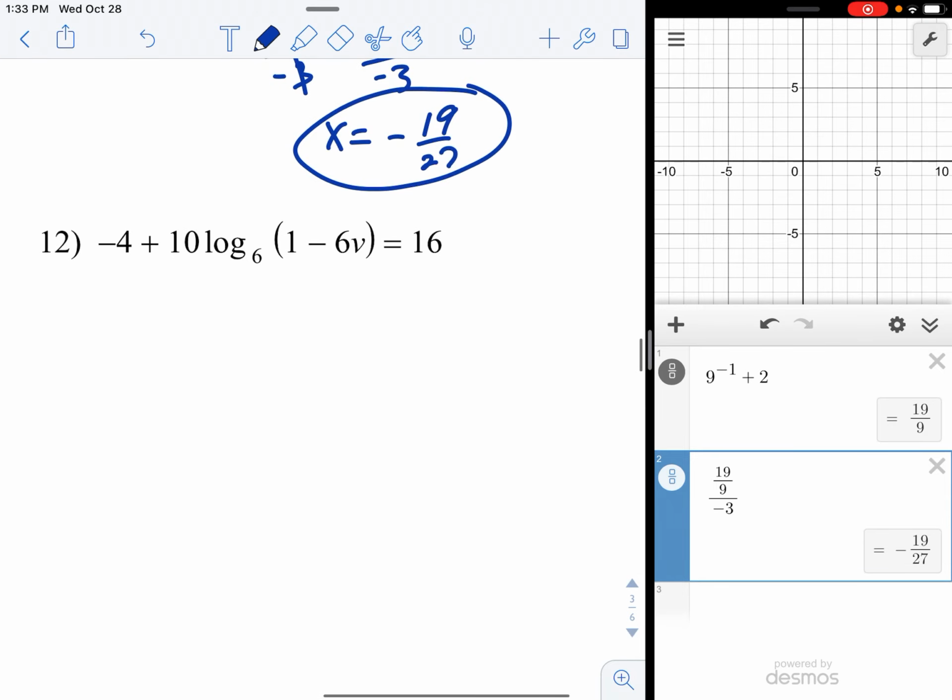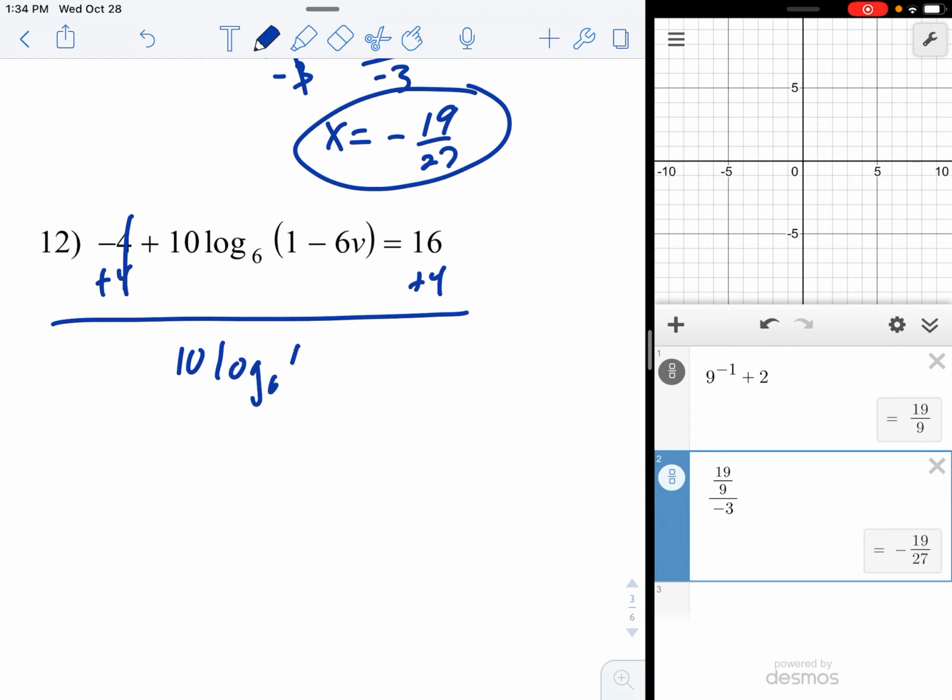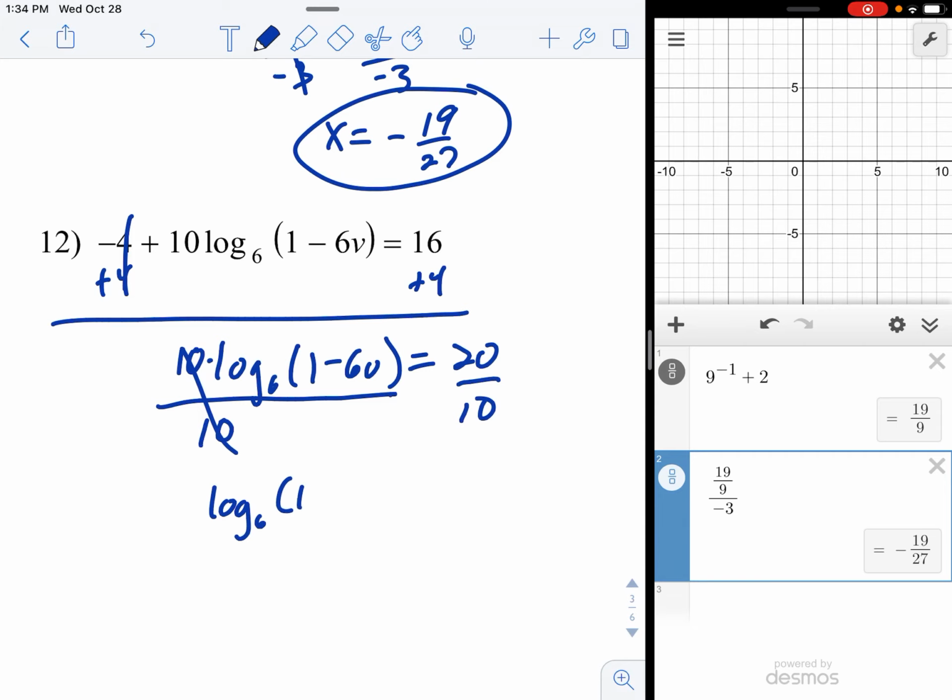Let's look at number 12. So it's not base 9, yay. Add 4 to both sides. 10 log base 6 of 1 minus 6v equals 20. This is 10 times the log, so I'm going to divide by 10. Log base 6 of 1 minus 6v equals 2.